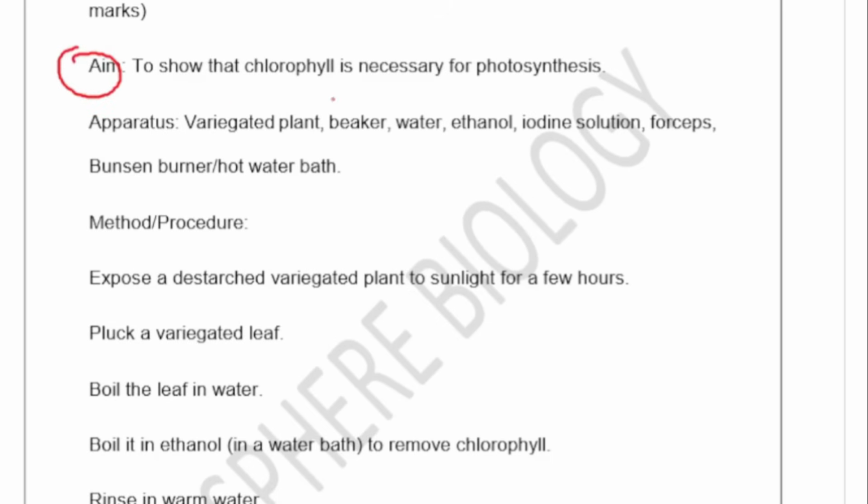Remember your aim. Your aim will be to show that chlorophyll is necessary for what? For photosynthesis to take place. What will you use? You use your variegated leaf and your beaker. A variegated leaf is a leaf that has green and white patches.